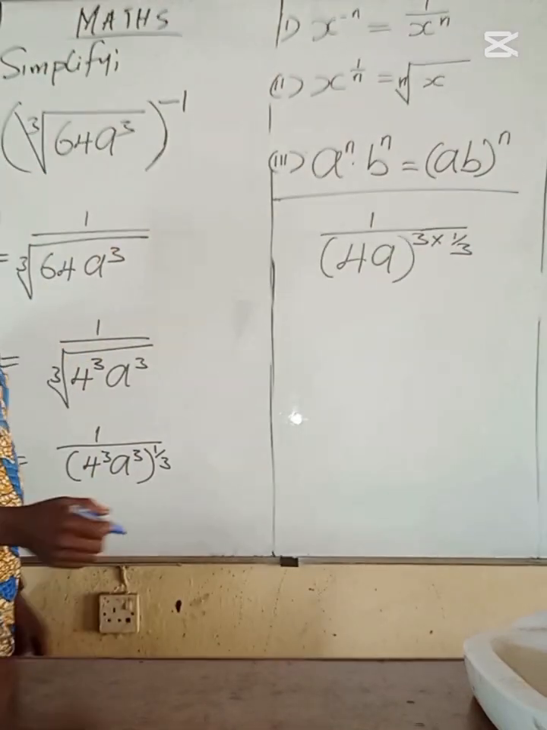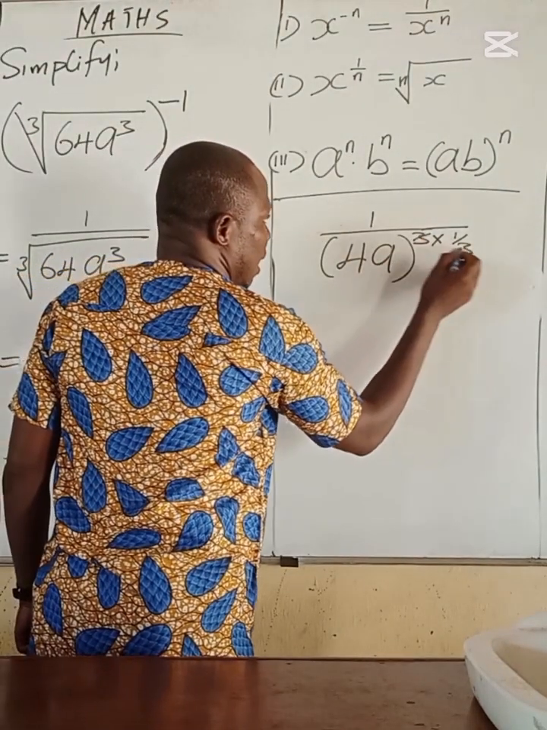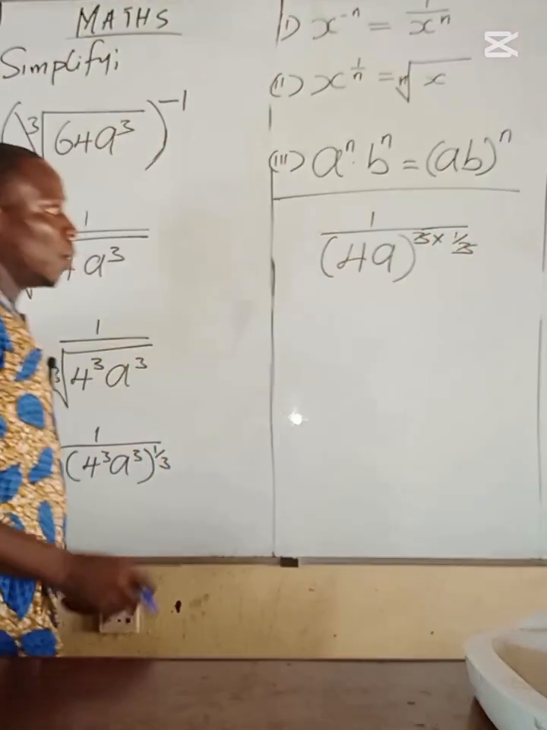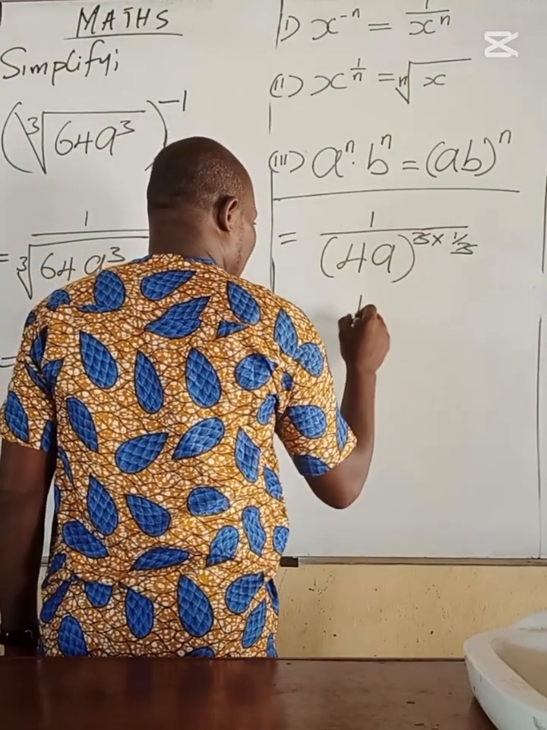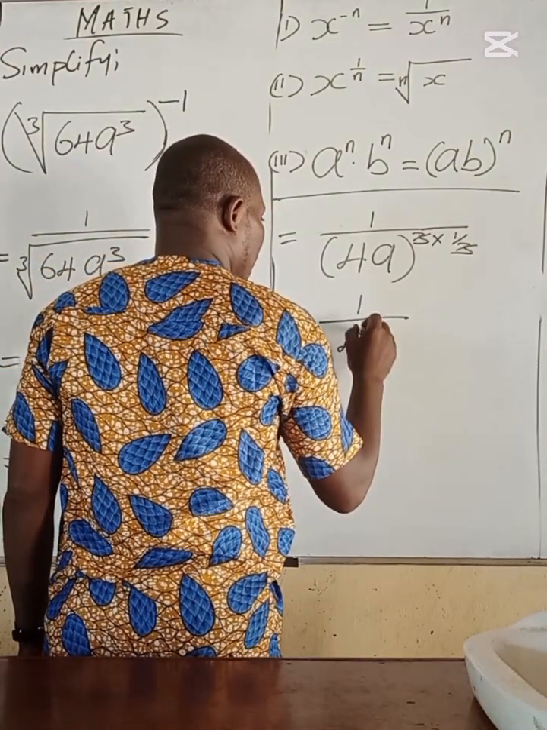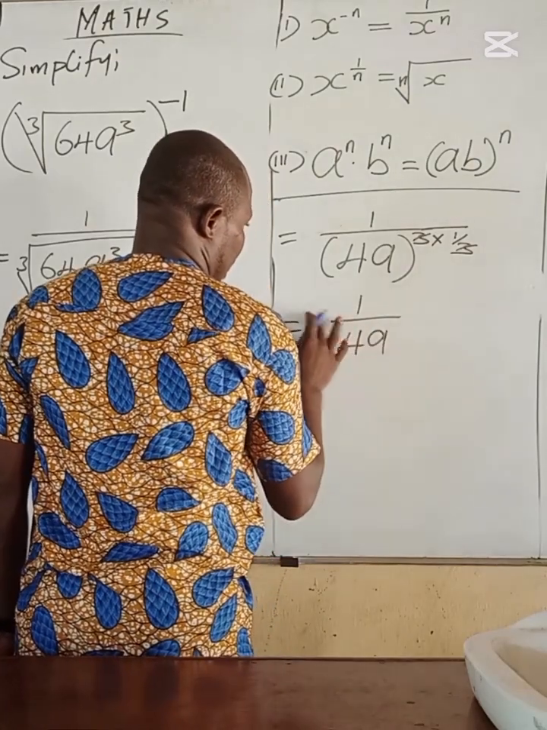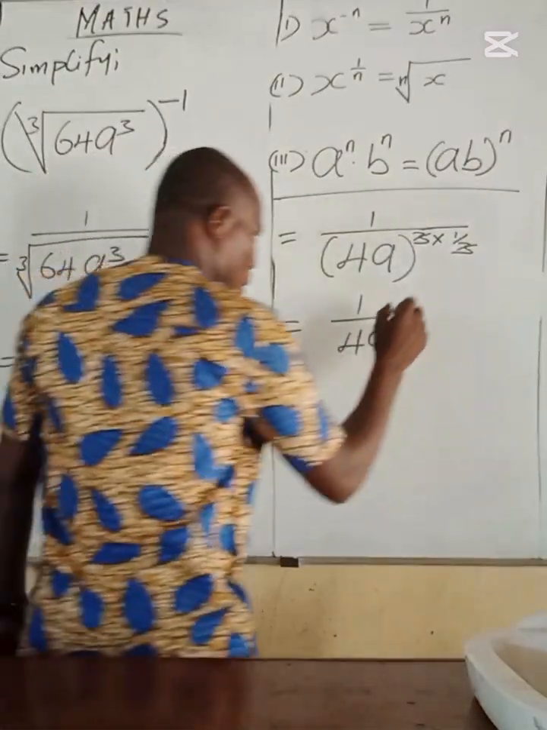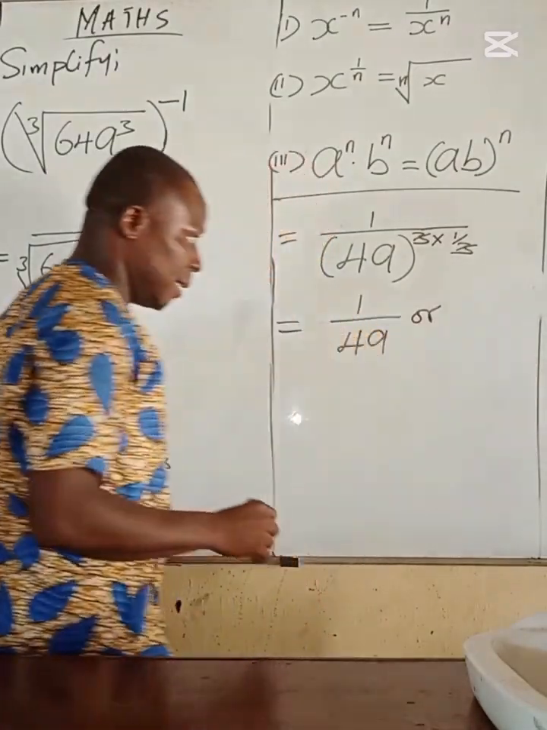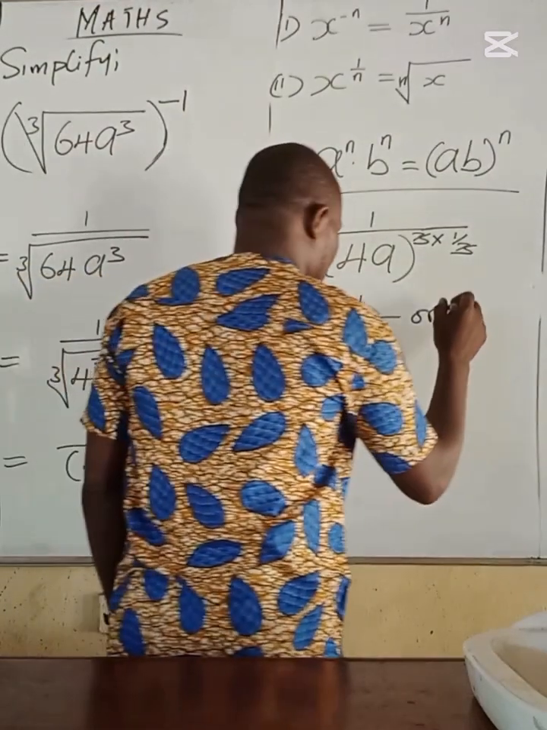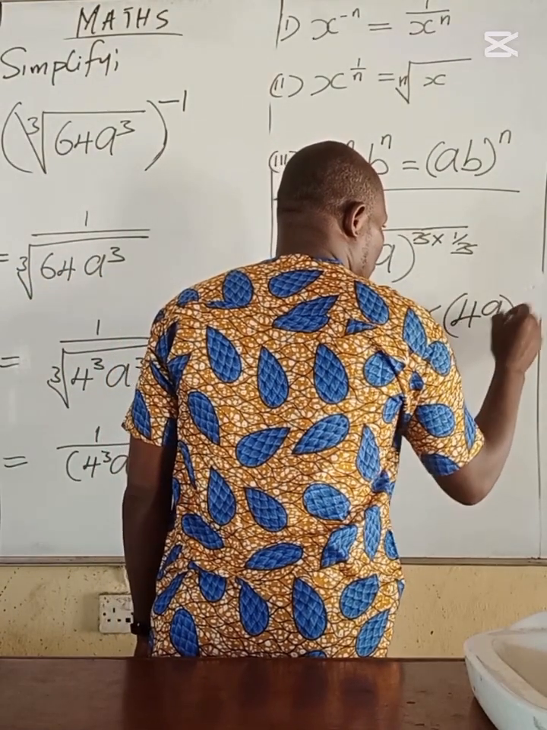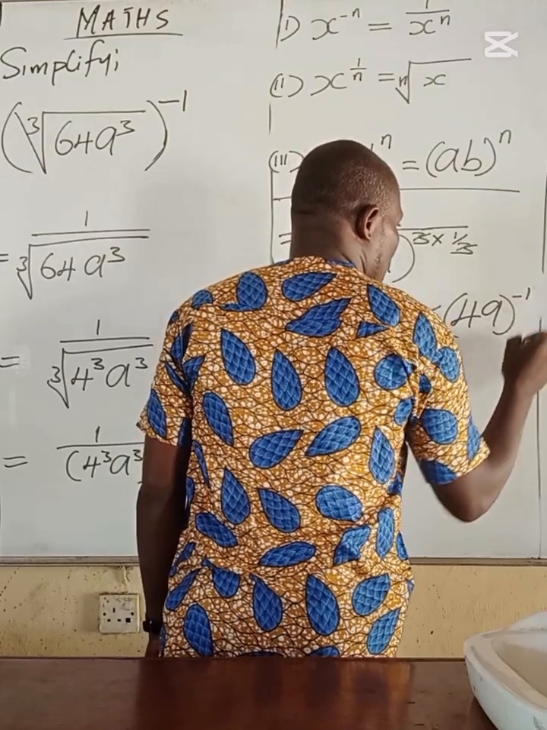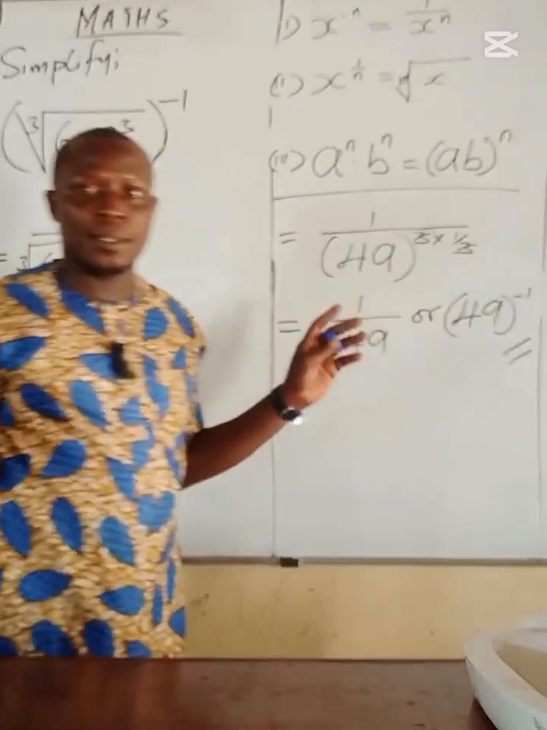Okay? Simply, we cancel out. 3, we cancel 3. So we are left with 1 all over 4a, which is our final answer. Or we can put it like this, so that this is going to be bracket open 4a bracket close all raised to power minus 1. As simple as that. All right?